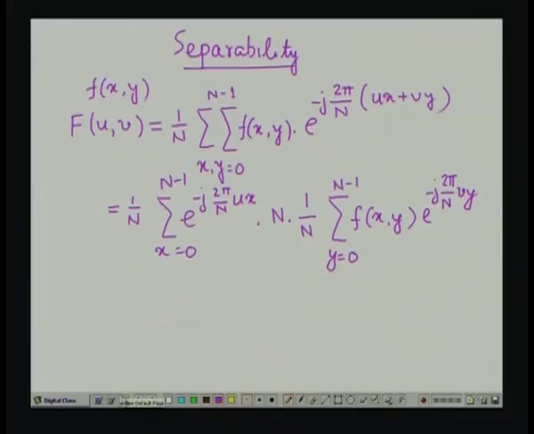In the first step, we take the Fourier transformation of every individual row of the input image array, and in the second step, we take the Fourier transformation of every column of the intermediate result obtained in the first step. So now the implementation of the two-dimensional Fourier transformation becomes very easy. The scheme that we described in the last class is like this.